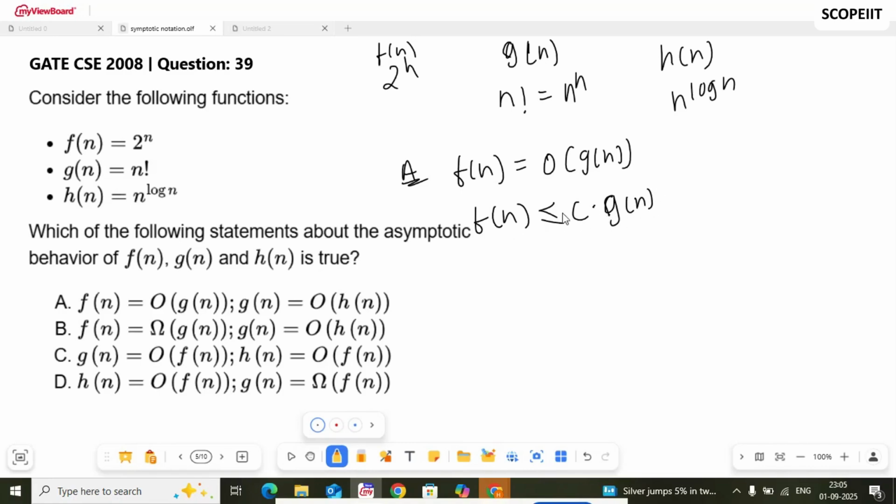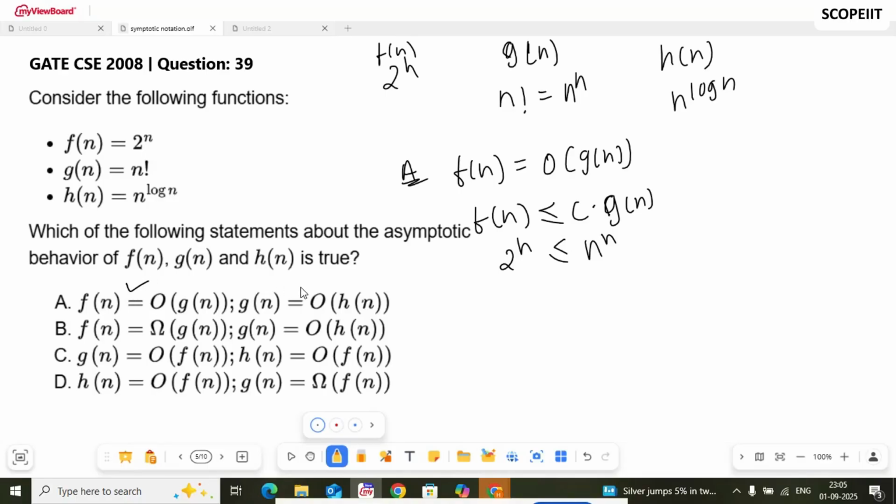Correct, f of n is less than or equal to c dot g of n. Now let us compare the values. What is the value of f of n? F of n is 2 to the power n. So they are saying 2 to the power n is less than or equal to n to the power n. We have already solved this; I've already explained it in order of growth. So 2 to the power n is less than n to the power n. Okay, so this first condition is satisfied.